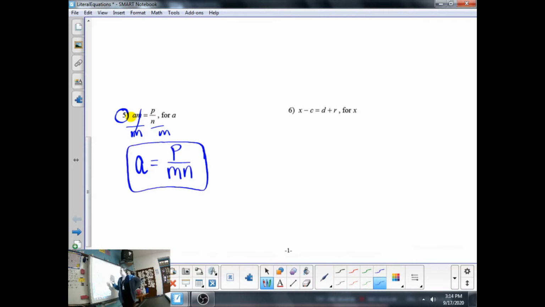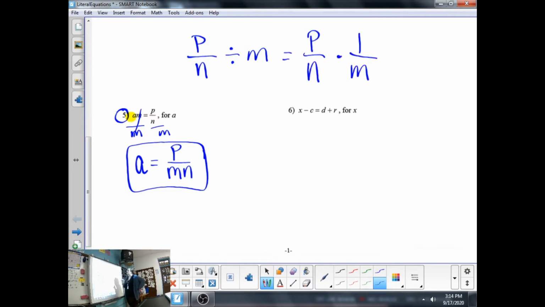And if you're wondering, well, why do you need to put the M in the denominator with the N whenever you are dividing? That has to do with your fraction rules. So if we have P over N and we are dividing it by M, because that's what I have on the right-hand side of my equation, anytime you're dividing with a fraction, that is the same thing as multiplying by the reciprocal. So P over N divided by M is the same thing as P over N times 1 over M. And whenever you do that, you multiply fractions straight across, and that's how you get your P over M N for your solution.